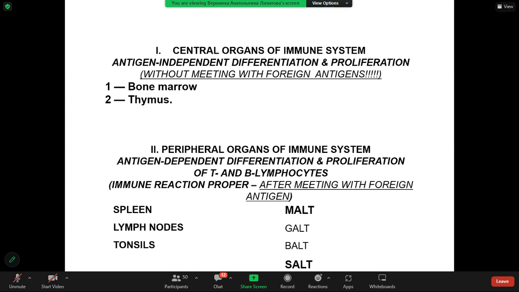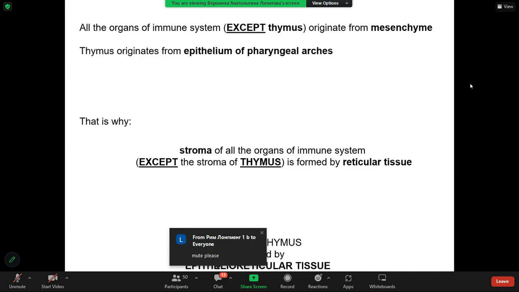MALT and SALT. SALT means skin-associated lymphoid tissue situated in skin.